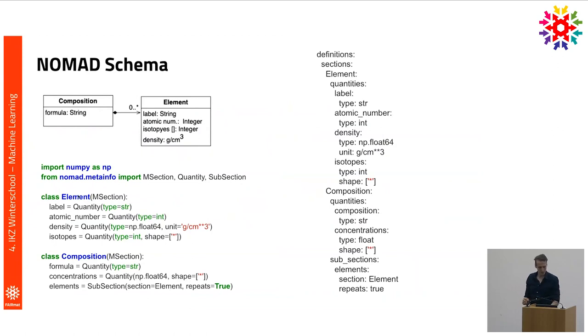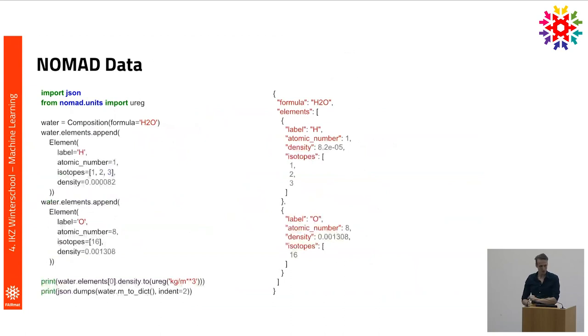Let's go to the next slide here. We see how it would look in Python. We take these classes and create an instance of the composition class, for example. We initialize the formula quantity with something like H2O, put it into a variable, call it water, and then we add elements to it. We add the information for hydrogen, we add the information for oxygen. This is how we practically could use the schema that we have written down.